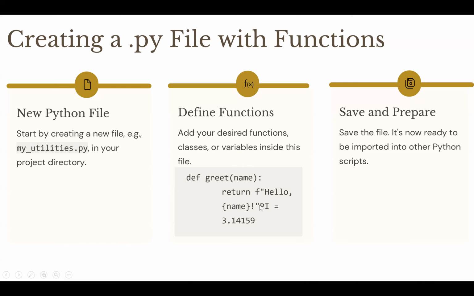Along with that, the pi value is equal to 3.14159. Here, the function greet returns a statement like hello along with the name, where name is replaced by the parameter you have sent. Then it is going to assign 3.14159 to pi. Okay, next, once you have added these, we have to save it. After saving, the file is ready for import in other Python scripts.